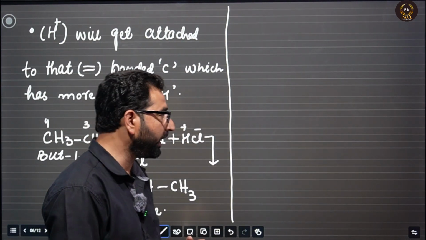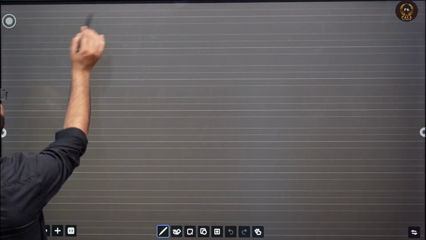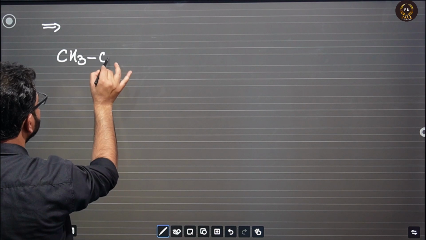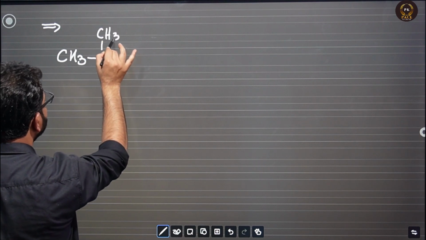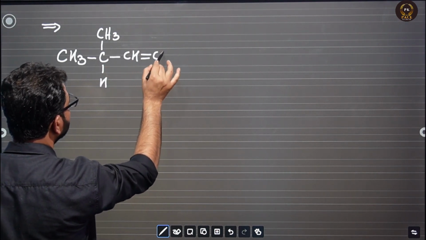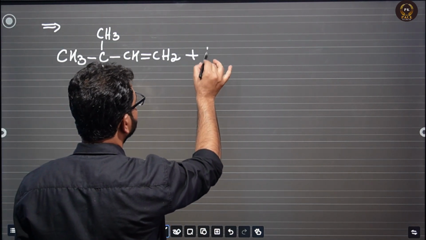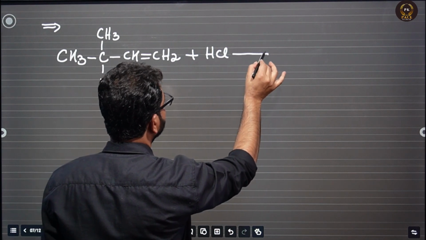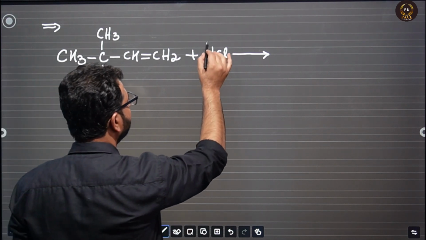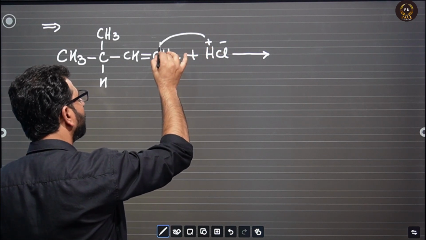Okay, see the product, see here. I will move here. See, my dear, if I have a substrate like this, CH3 CH3 CH CH double bond CH2. Okay, if I treat it with HCl, what will happen? According to Markovnikov's rule, it will give H plus and Cl minus. This H plus will attack on this carbon number first.